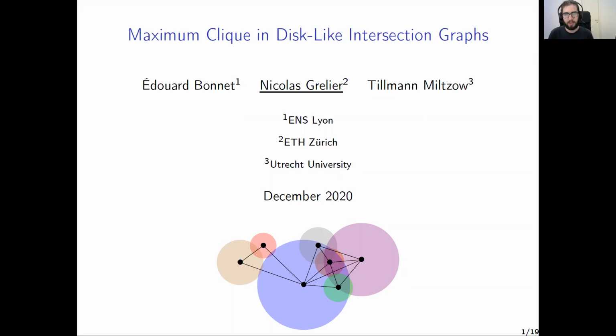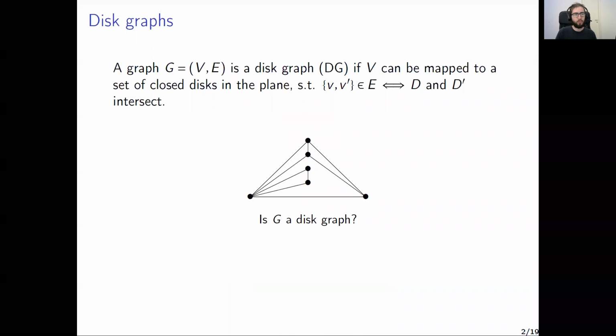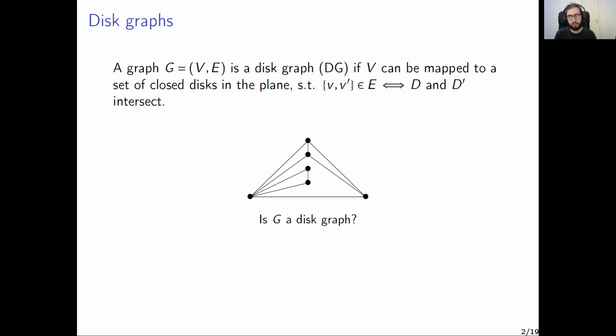And here on this first slide, you can already see a disk graph, but let me start by defining what a disk graph is. So we consider a graph G, and we say that G is a disk graph if you can map the vertices of G into a set of closed disks in the plane, such that two vertices are adjacent in the graph if and only if the corresponding disks intersect.